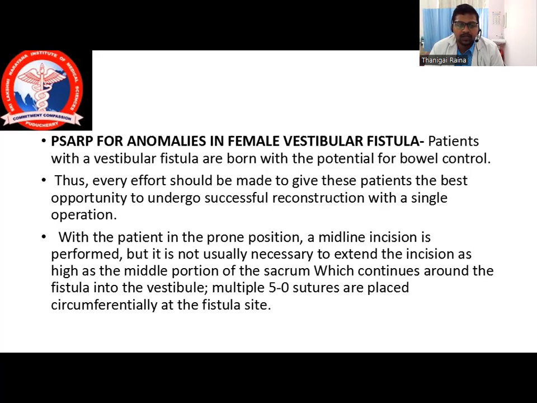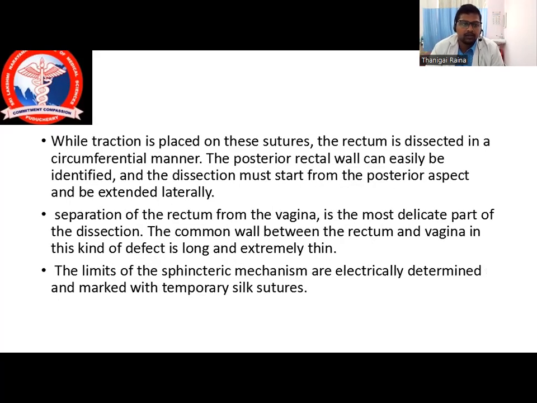Multiple 5-0 sutures are placed circumferentially at the fistula site. While traction is applied to these sutures, the rectum is dissected in a circumferential manner. The posterior rectal wall can be easily identified and the dissection must start from the posterior aspect and extend laterally. The separation of the rectum from the vagina is the most delicate part of the dissection. The common wall between the rectum and the vagina in this kind of defect is long and extremely thin. The limits of the sphincter mechanism are electrically determined and marked with temporary silk sutures.